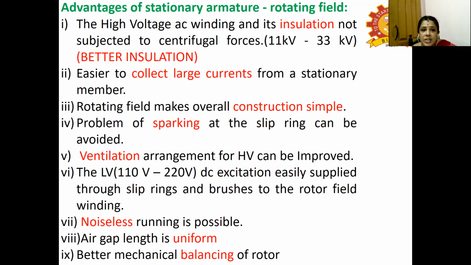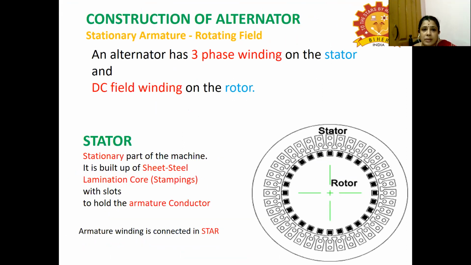So, better insulation, and it is easy to collect large currents. Construction is simple. Sparking problem is avoided. Ventilation is better. Low voltage DC excitation is easily supplied through slip rings and brushes to the rotor field. Noiseless running is possible. Air gap length is uniform. Better mechanical balancing of the rotor.